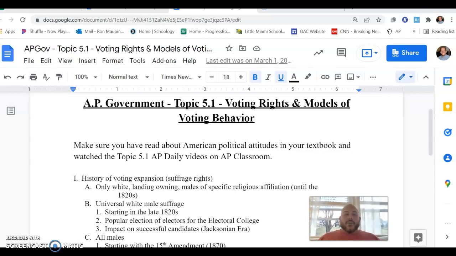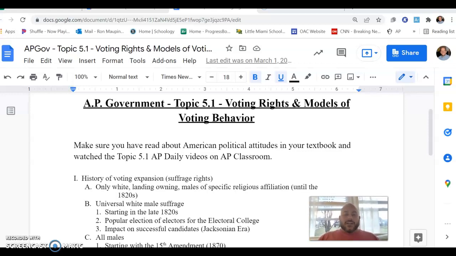Now, where do we start? Well, we start with white landowning males, and depending on where you live, a specific religious affiliation. So when we actually become our own independent country, it's a very small percentage of the overall, even adult population, that is legally able to vote. Now, keep in mind the vast majority of voting rights are done at a state level. What we're talking about here are standards that are then going to be applied at a national level.